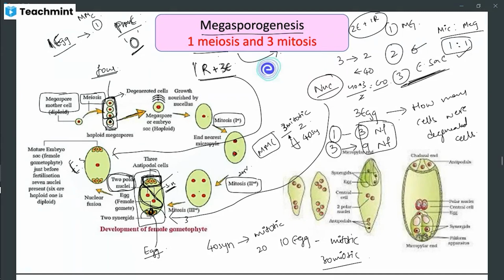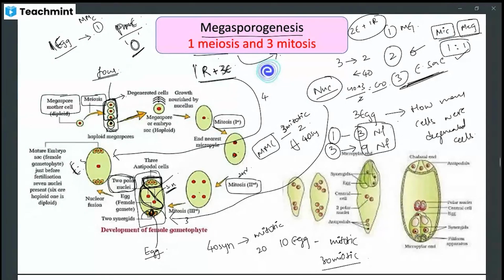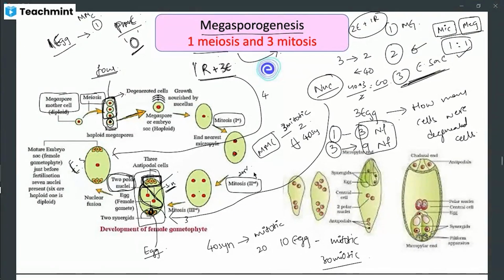Okay. So one last question is, sir, please explain the last question, the ratio question. See, what is the ratio of reductional division in microsporogenesis and megasporogenesis? In microsporogenesis, how many reductional divisions do you want to produce the male gametes? One. In megasporogenesis, how many reductional divisions do you want to produce one X cell? One. Good.